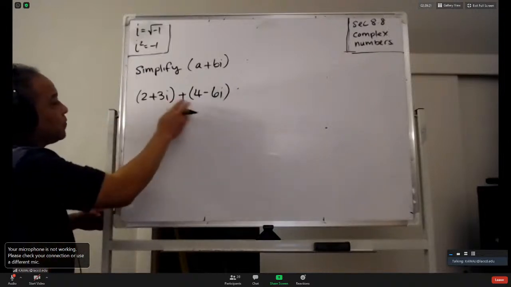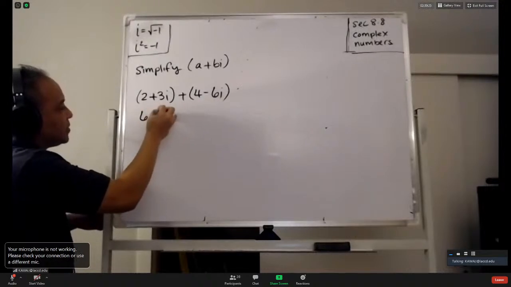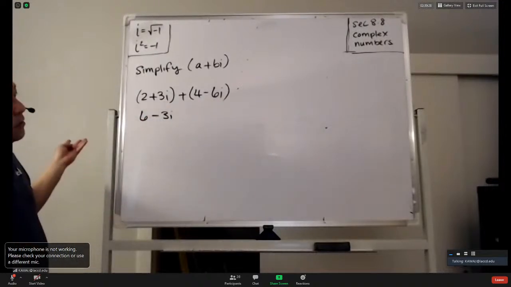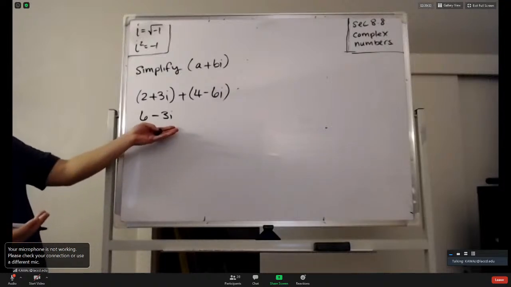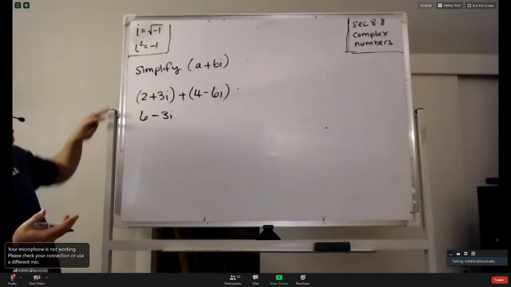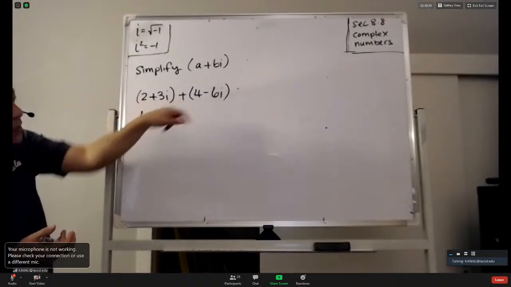Right, so 2 plus 4 is 6. Then 3 minus 6 is minus 3i, and then you stop. That's it. I don't see an i squared, so I don't have to do anything. I just treat it like it's an x, right? So all I'm doing is combining like terms. Combine the numbers with the numbers and the i's with the i's.